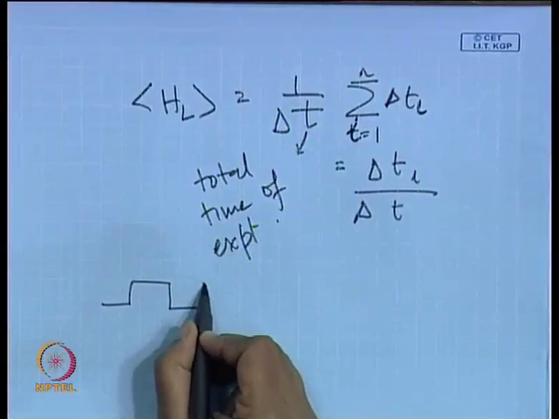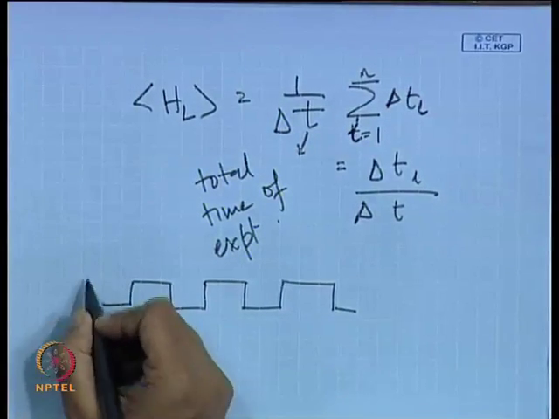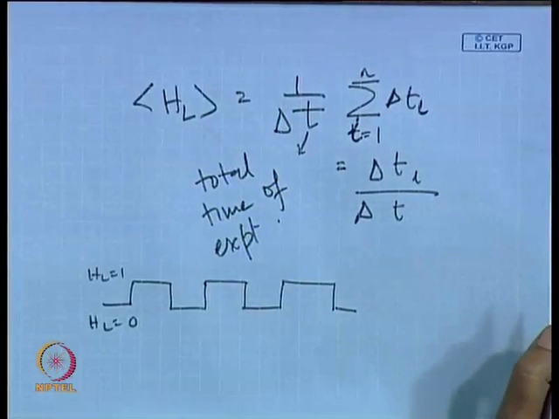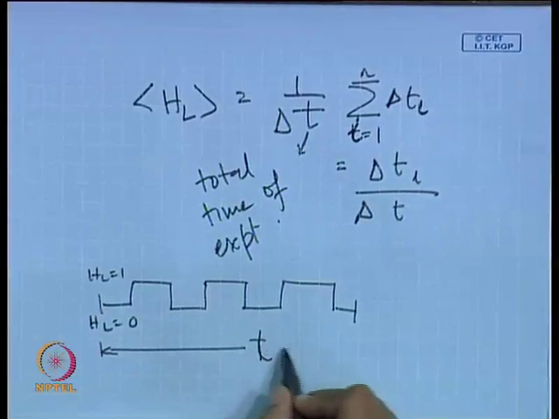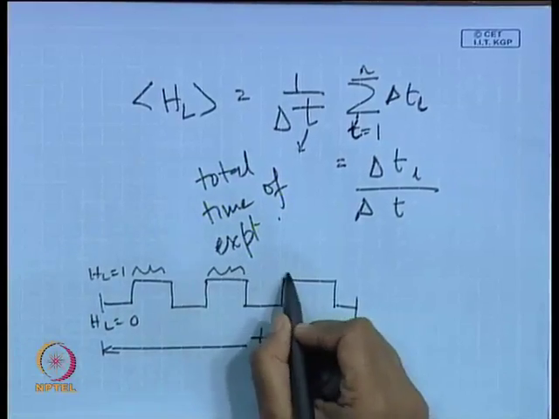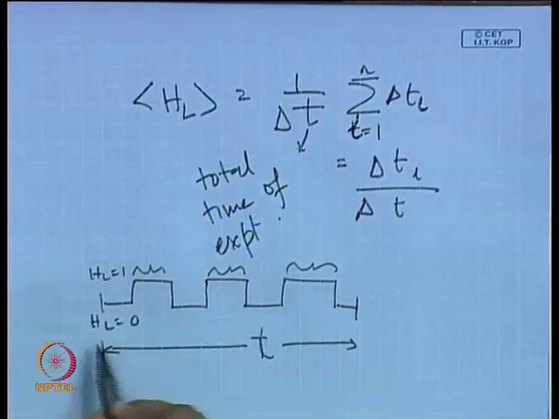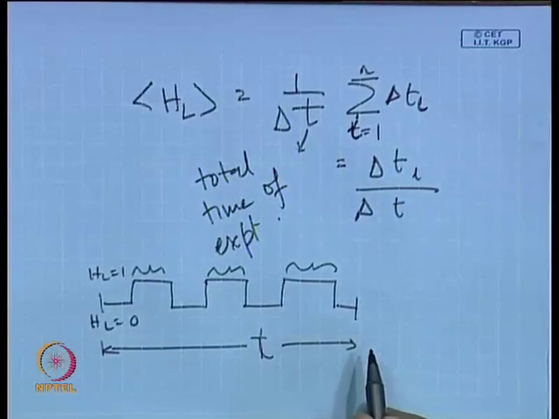Ideally, this is the ideal condition, but under experimental conditions you will find that the change is not so instantaneous. Ideally you should get a square wave, where this gives you say H L equals 0, and this gives you say H L equals 1. You take the measurements over this entire time, which is the total time of measurement. Out of that you find out for how long H L was equal to 1. This particular time divided by the total time gives you the time average void fraction.